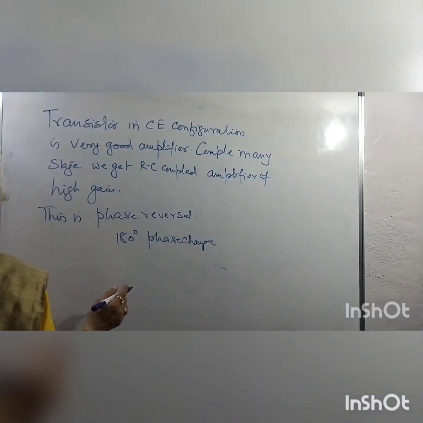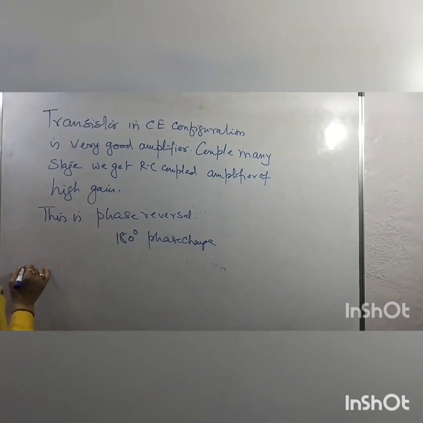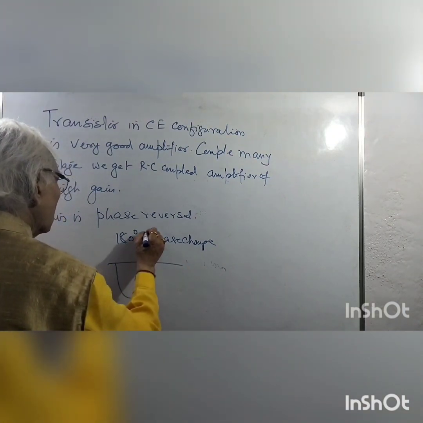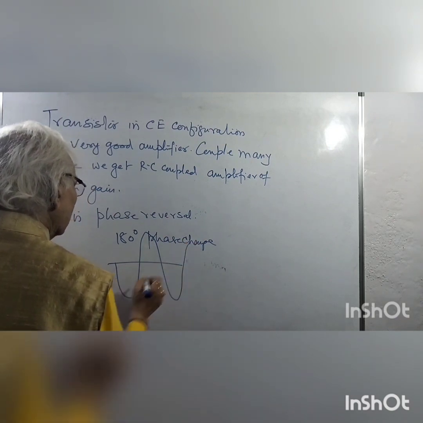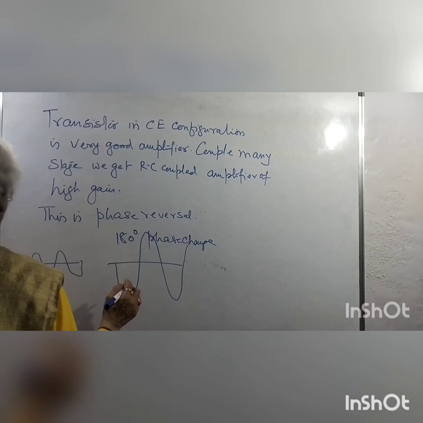So amplifier has got a phase reversal, means if this is the input, well output is like this. This phase reversal, this positive, this negative. So this is the output.